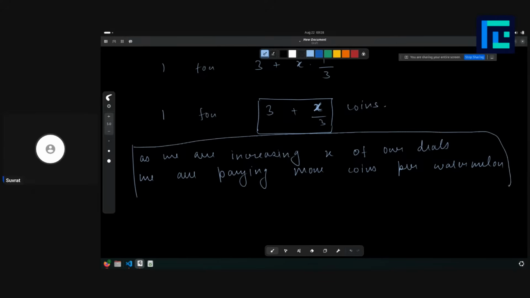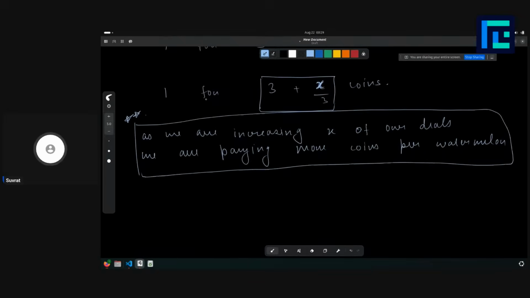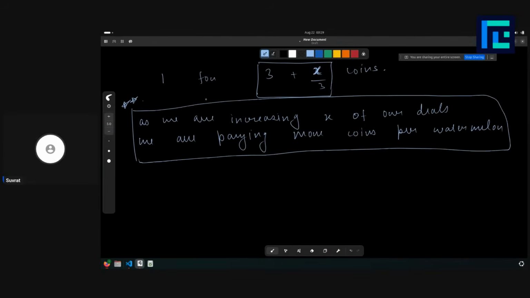So this is the observation. Basically, we need to try and do deals with smaller x so that our overall cost would be lower, and we need to minimize our cost. So let's try to figure out what we can do.